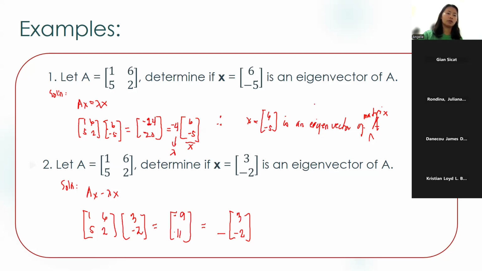No, ma'am, we can't find a scalar, right? There is no common scalar such that multiplying it to each element of this vector results in this vector. So therefore, this vector 3, negative 2 is not an eigenvector of A. Okay, follow? Questions or clarifications on these examples?